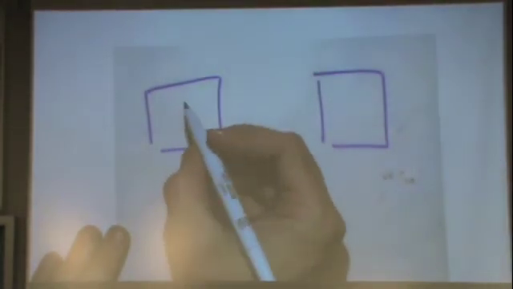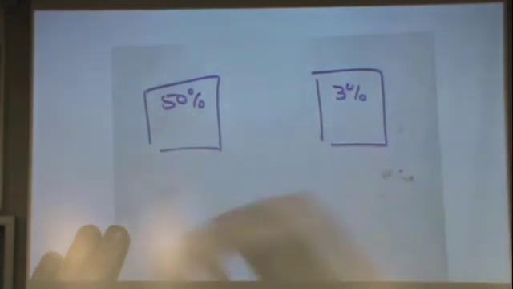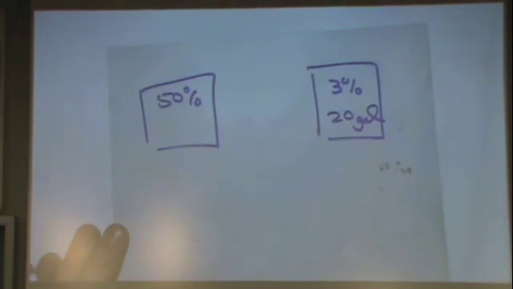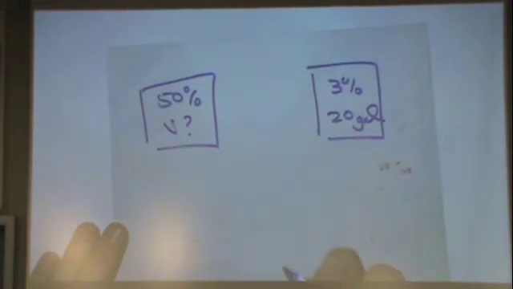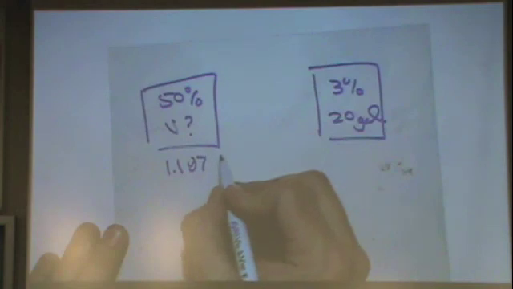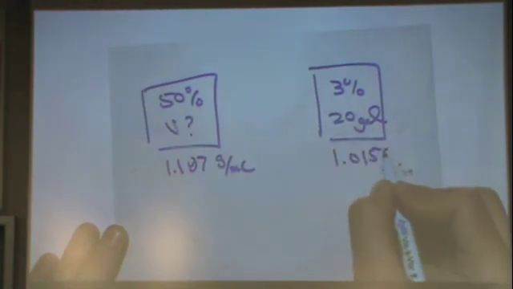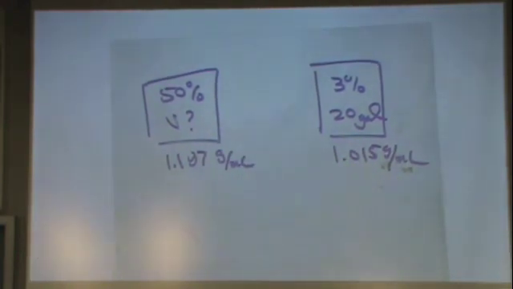So yeah, this is actually a true-to-life question. In the beginning, this H2O2 is 50% by mass. In the end, it's 3% by mass. We need 20 gallons of this. How many gallons do we need of this? So we need the volume here. We have the density of the 50% is 1.197 grams per milliliter, and the density of this one is 1.015 grams per milliliter. Okay? So I need to dilute this by adding water.